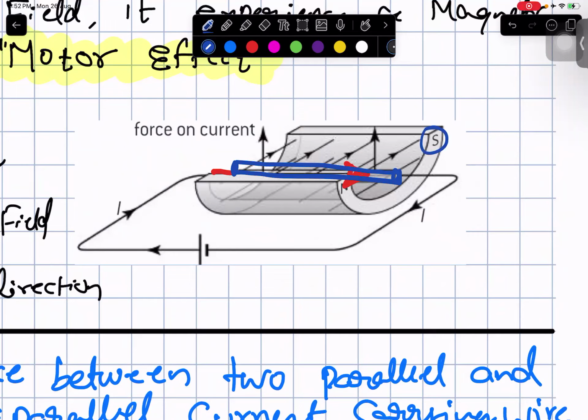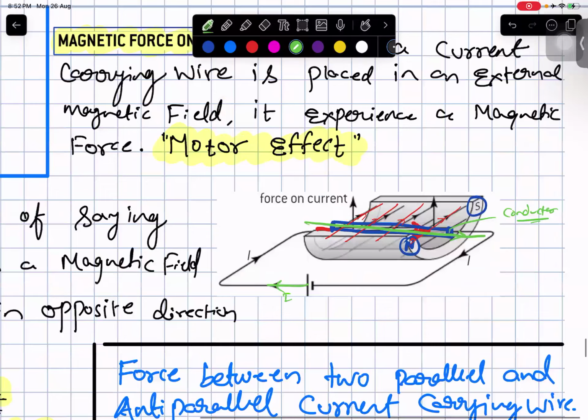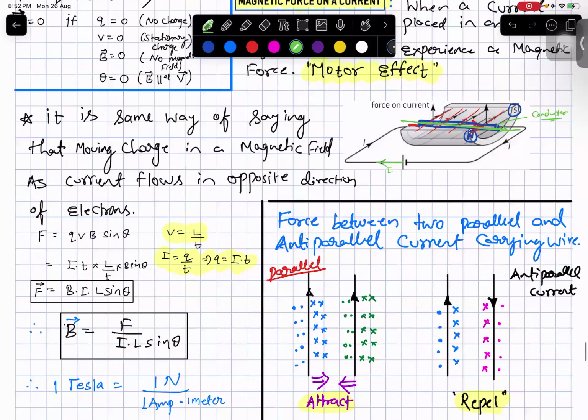So you can say South Pole is over here and this is the North Pole. The magnetic field lines are going from north to south like this. That's why they have drawn this diagram. And the current starts from positive, so in the wire it will move like this, correct? So this conductor will experience a force. The direction of force is given again by Fleming's left hand rule, in the same manner.